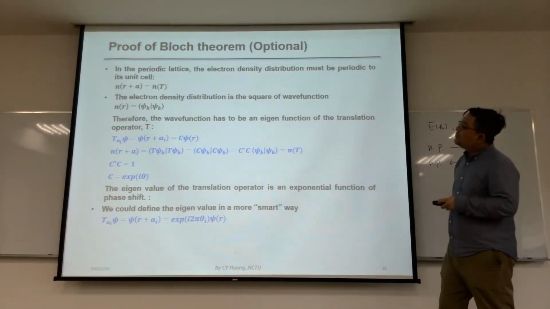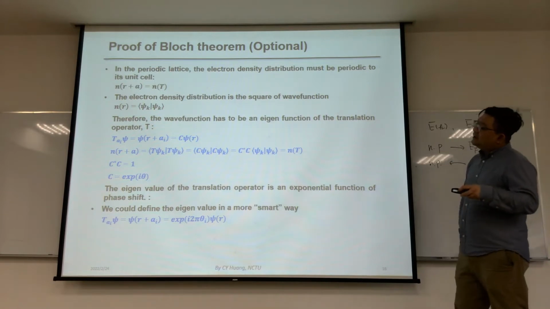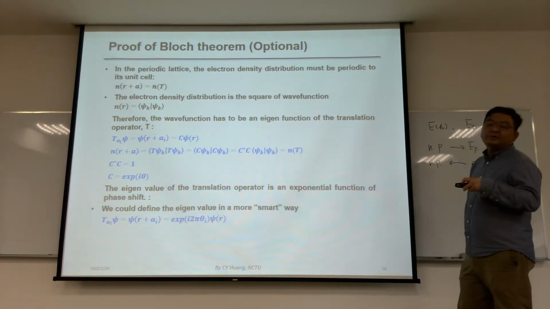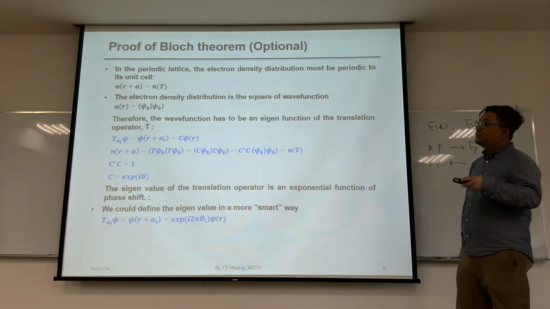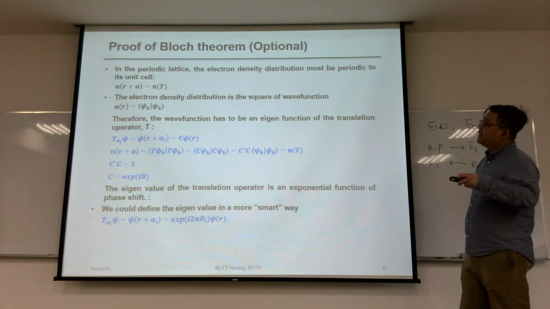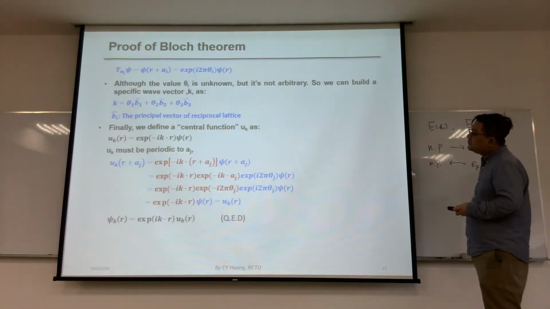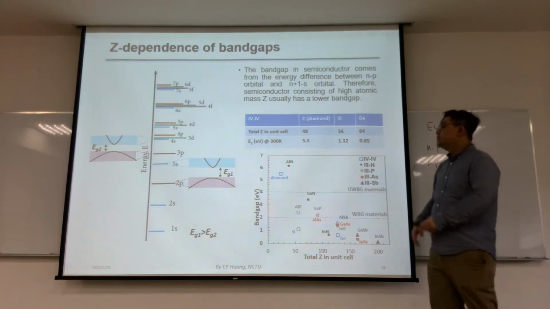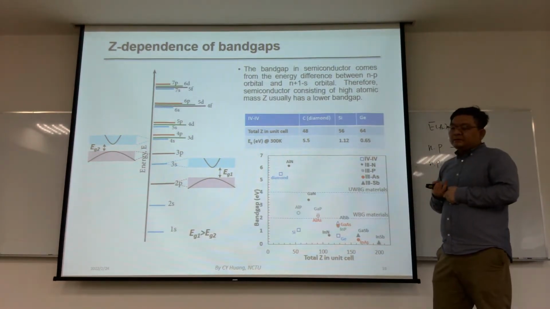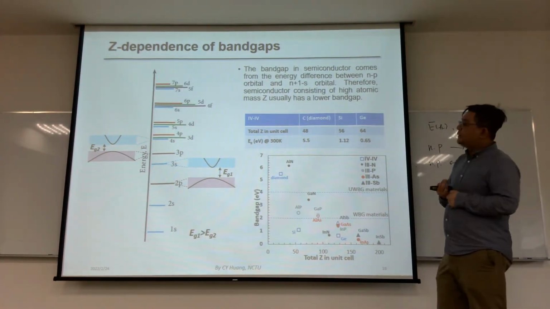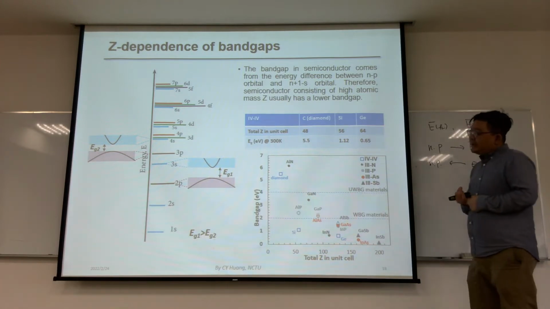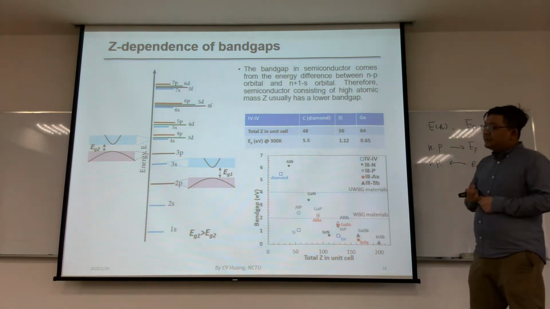So this is also the proof of Bloch's theorem. That's only for you. If you want to know where it is from, you can refer to this part and skip that. Okay. So there is some general trend between the band gap and the materials.